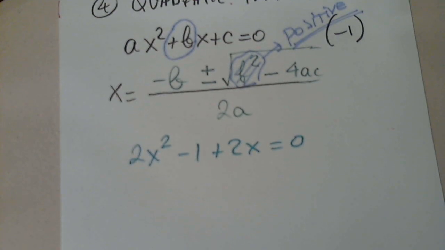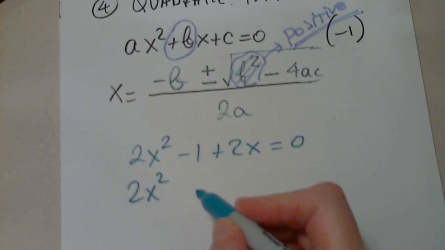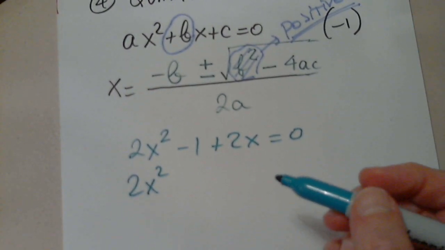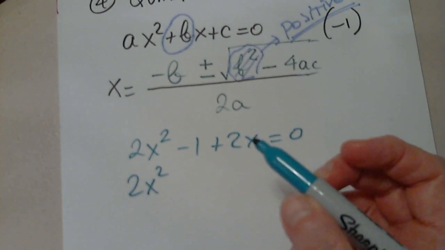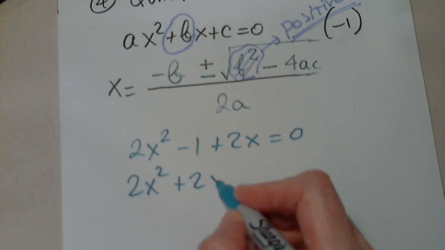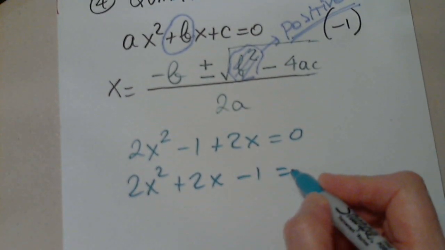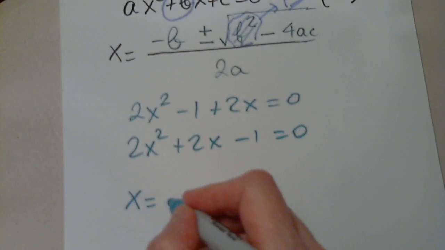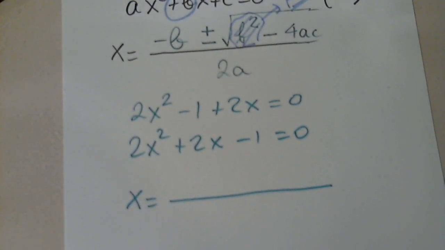By the way, is this a quadratic equation? It needs to be reordered. Correct. So it is a quadratic equation and we have to reorder it. Can anyone tell us how to reorder it? To 2x squared plus 2x minus 1. 2x squared plus 2x minus 1. Very good. So now we can start the quadratic formula.